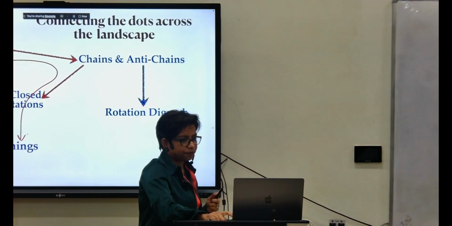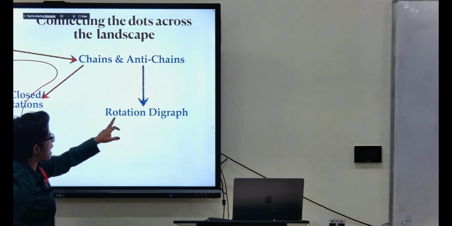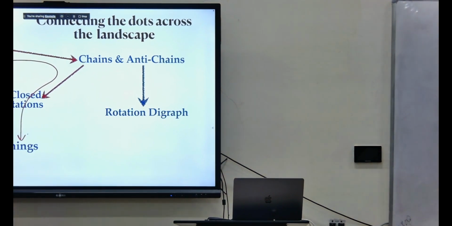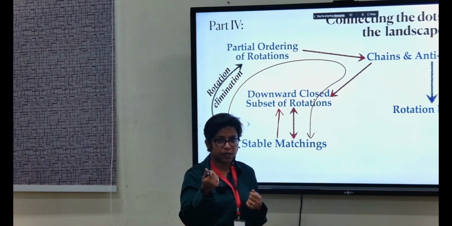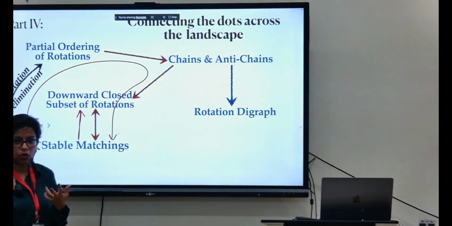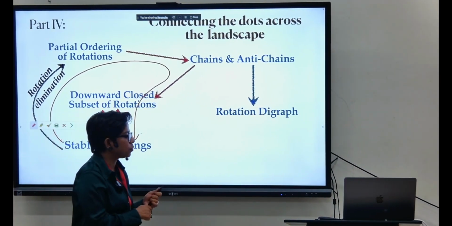All right. Now, from the chains and anti-chains, you can define this object which we call rotation digraphs. It is an even more sparsified version of the rotation graph that you just now saw a while ago with those directions coming. That captures all the essential precedence relations, but might have even fewer edges. And Pallavi will address that in her talk. So, you'll hear about that more.